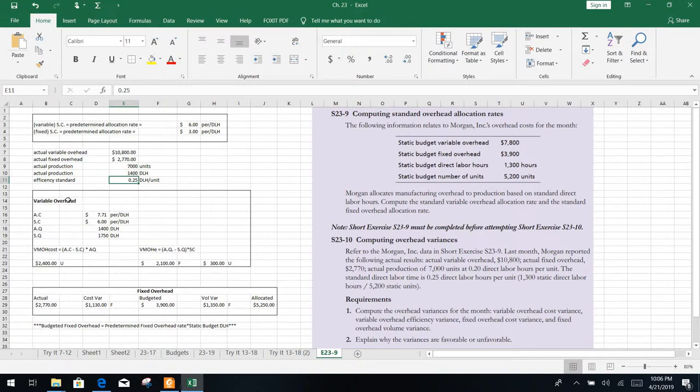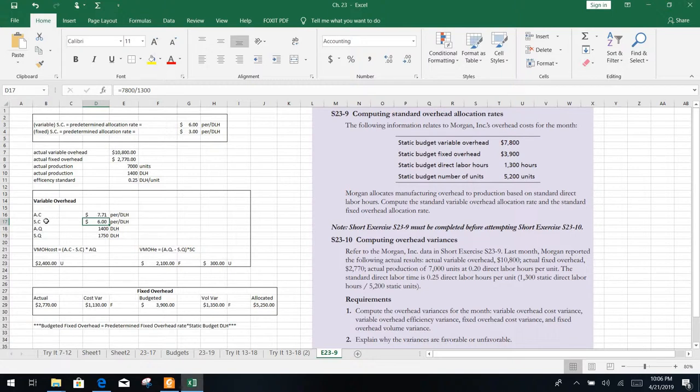So now that we have all of this done, we can start on the variable overhead, and remember we're just doing the same thing: AC, SC, AQ, SQ. The first thing you do is the standard cost, and bang, we already have it up here. Well, it's not given to us. We calculated it, and luckily we did it correctly, because if you miss that, it will mess up this part, and that's what makes this difficult. Nothing is given. You have to calculate every level.